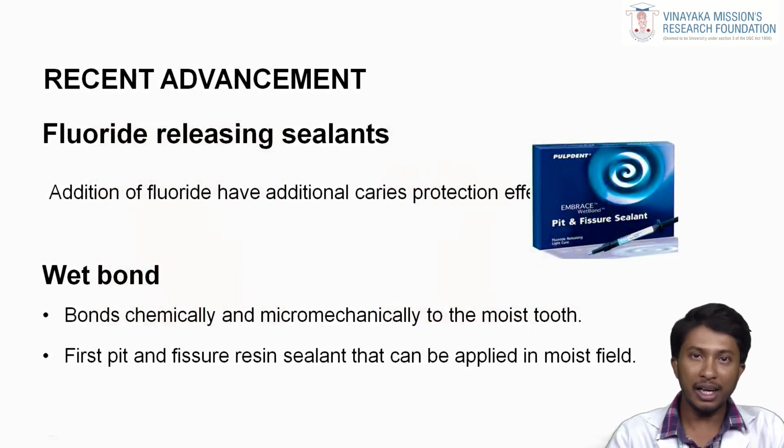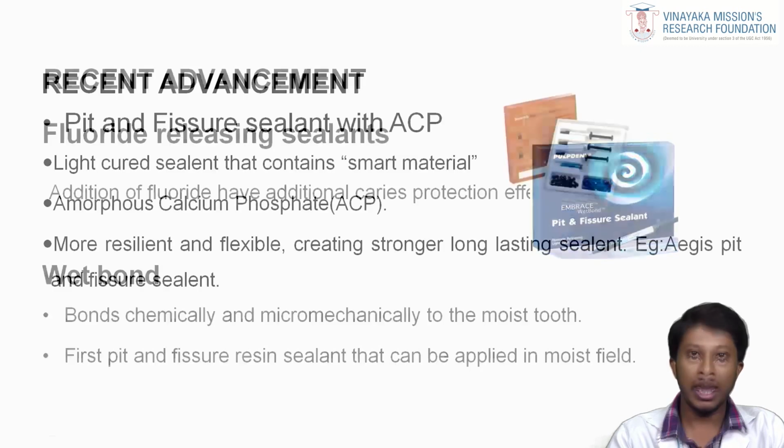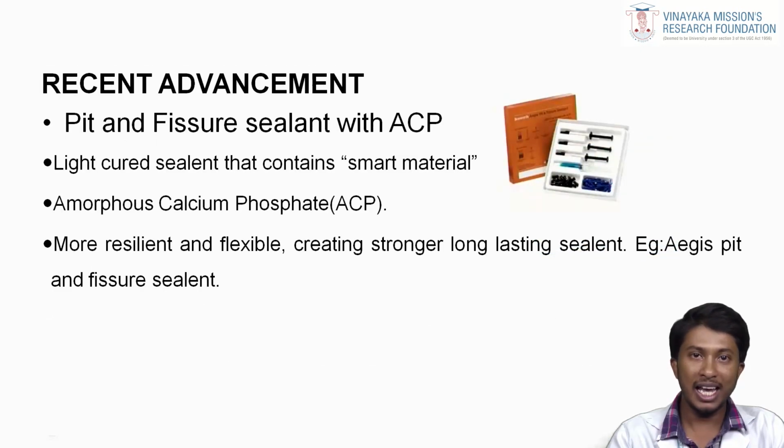There are some recent advancements in pit and fissure sealants. Nowadays lasers are used for curing due to reduction in setting time, control of specific radiation, energy wavelengths, and control of area of exposure. Another type is fluoride releasing sealant. Addition of fluoride has an additional caries protection effect. And another type is wet bond sealant. It bonds chemically and micromechanically to the moist tooth surface. It is the first pit and fissure resin sealant that can be applied in the moist field also.